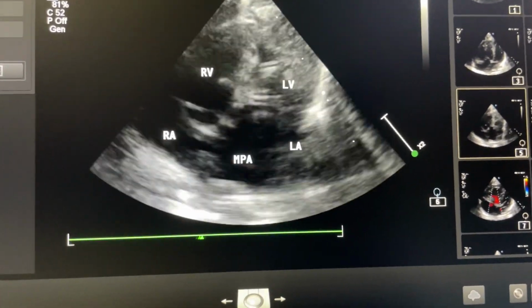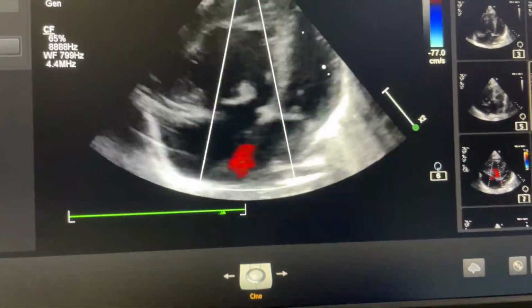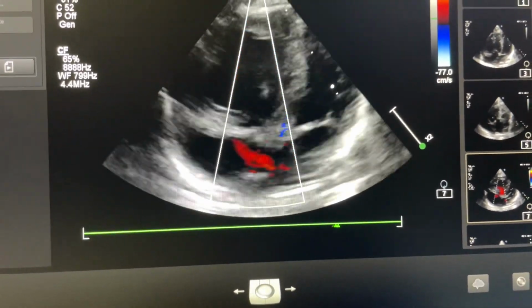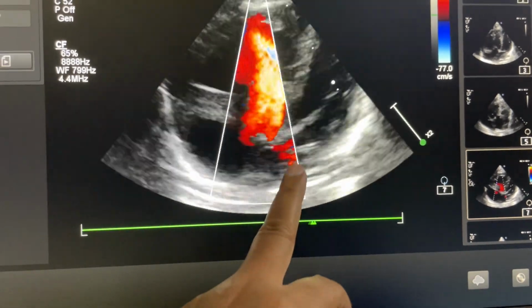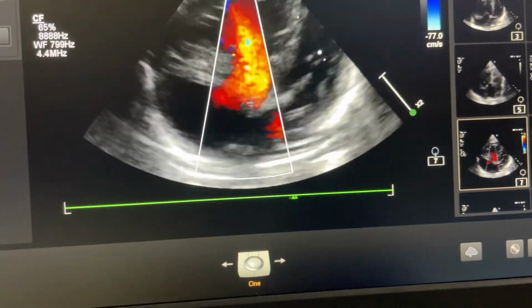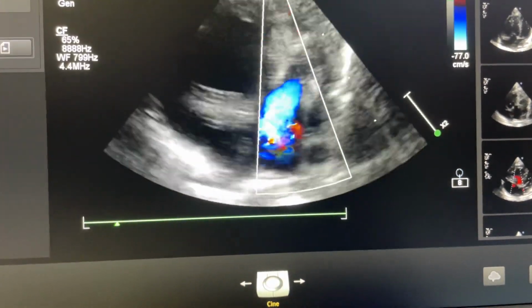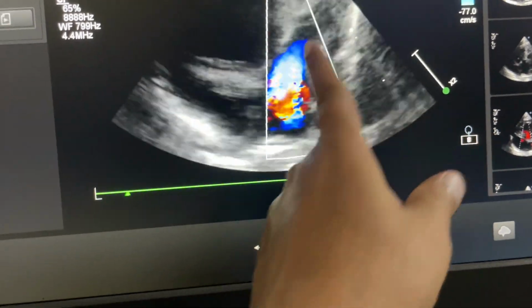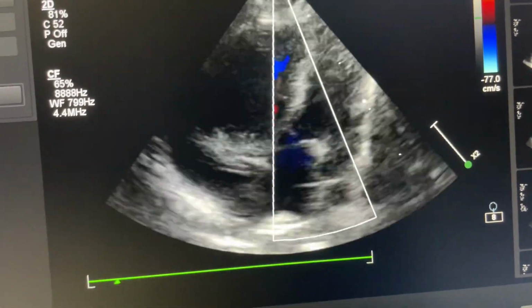Next image. This is tricuspid regurgitation. This is ASD. This is flow through ASD from left atrium to right atrium. Flow velocity is quite low. This is flow from left ventricle to aorta. Left ventricle to aorta.